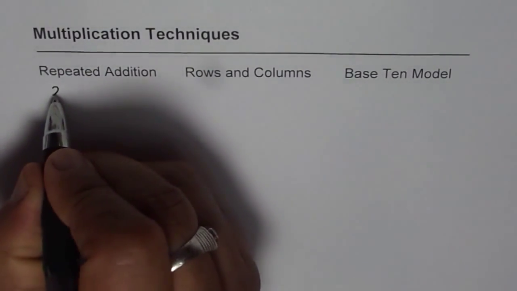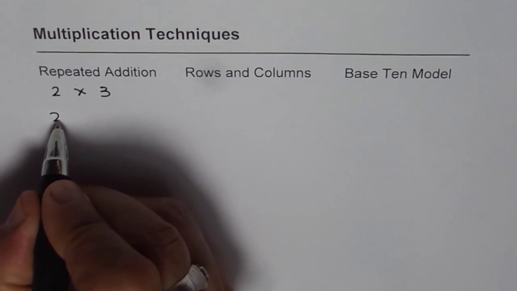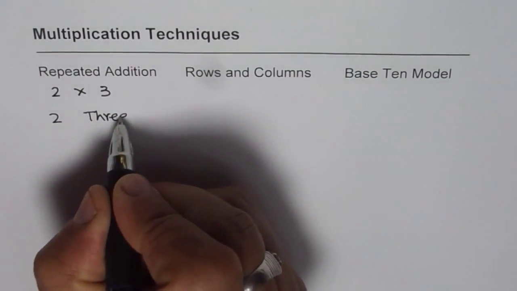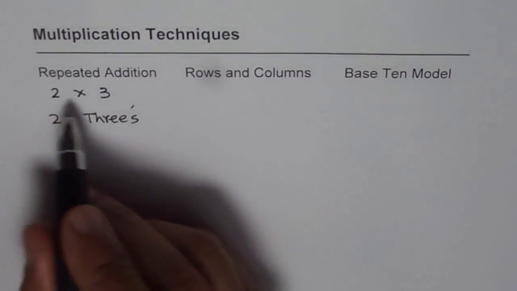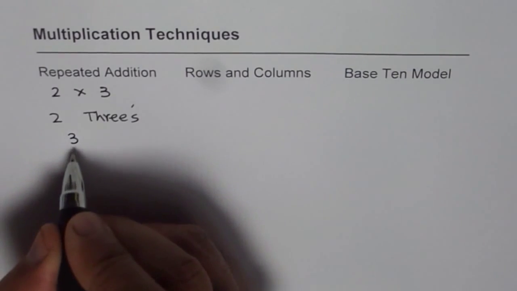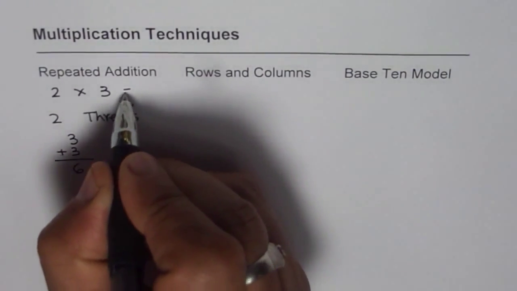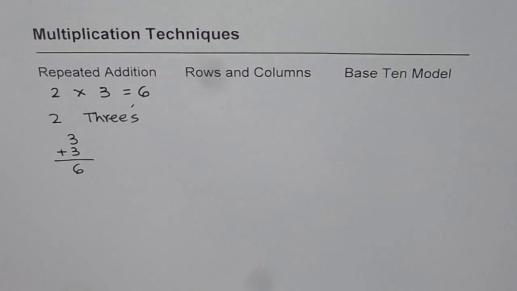Now, repeated addition is a kind of multiplication. When we say 2 times 3, that means 2 threes. Let me write it in numbers and in words. So there are 2 threes. That means 2 times 3 is 3 plus 3. That gives us 6. So 2 times 3 is indeed 6. So it's repeated addition of 3.